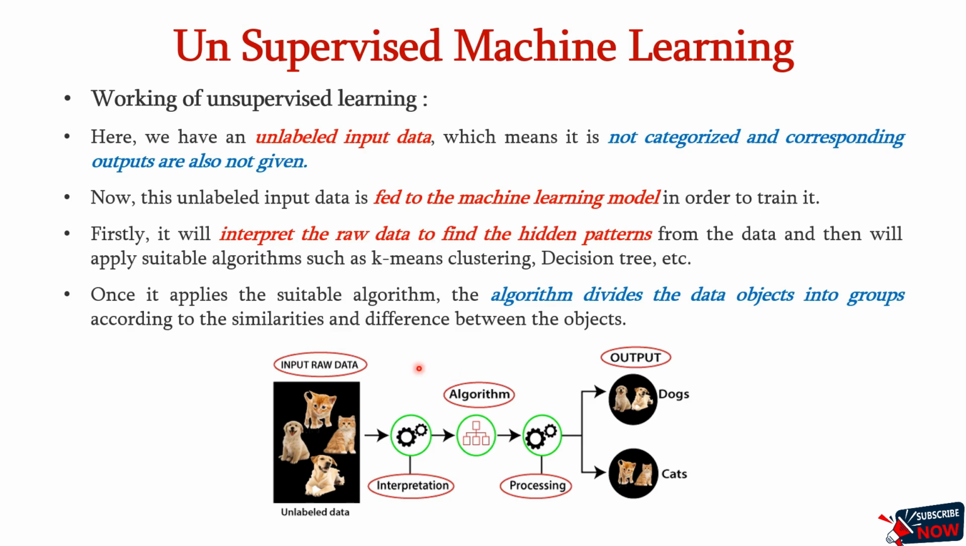So this diagram illustrates the working of unsupervised learning. Here we have unlabeled data, that is raw data, which contains the images of dogs and cats. So the machine learning model is trained with the raw data. After training, it categorizes the images into two groups, that is dogs and cats, based on the similarities and differences. So this is the concept of unsupervised learning.